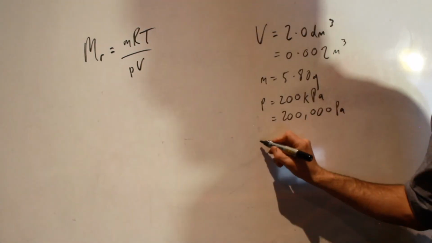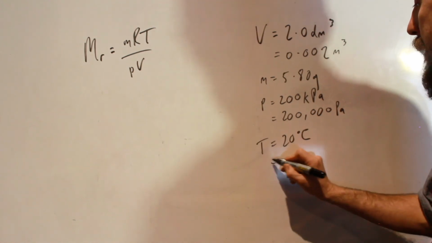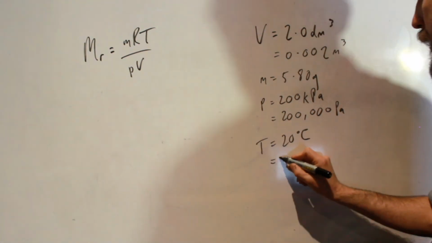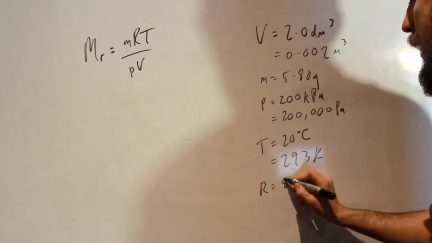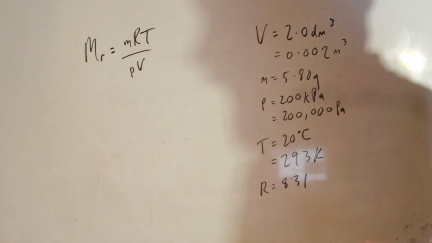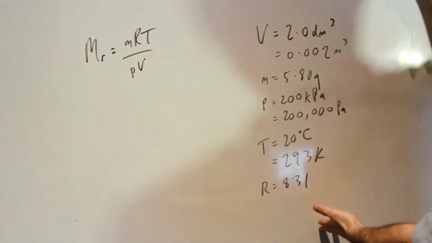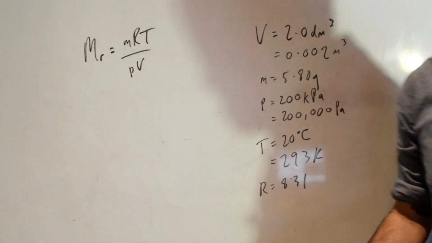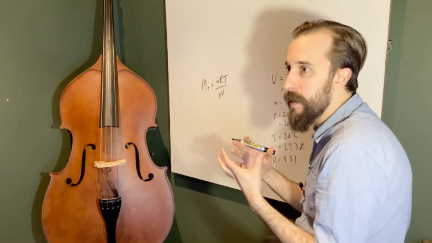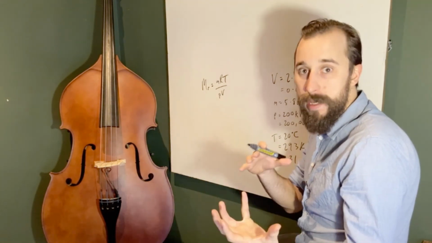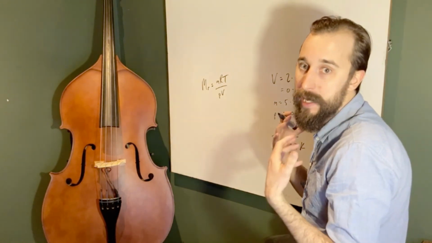And 20 degrees Celsius, our T is equal to 20 degrees Celsius. No good. We need that in Kelvin, so we add 273, so 293 Kelvin. And our value for R is equal to 8.31. Now, as you can see, before we've even looked at this equation, there are a number of steps we've got to do. So that's why it's really important that you are making it very clear what you are doing so that people who are marking can follow your work and give you marks where marks are due.